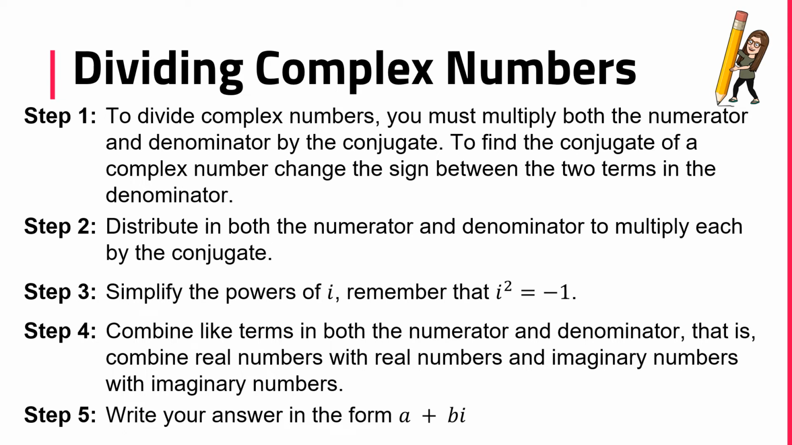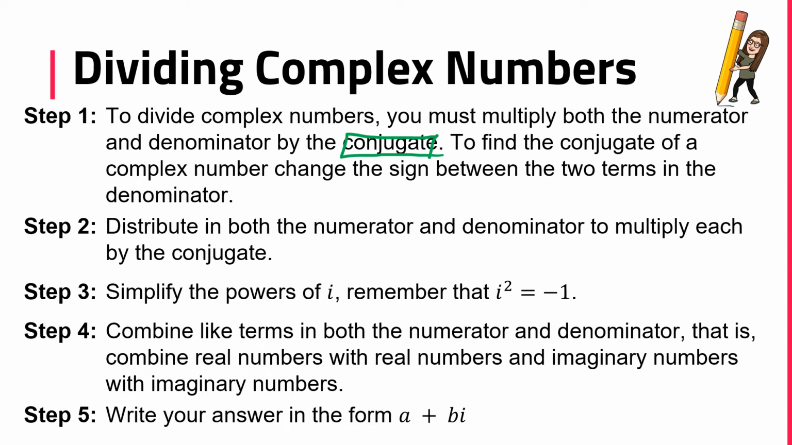All right, let's work our way through these steps. So to divide complex numbers, it's kind of like rationalizing a denominator, right? You can't have something crazy in the denominator, so we have to do something about that. So we're going to multiply the numerator and the denominator by the conjugate. That's a new vocab word.